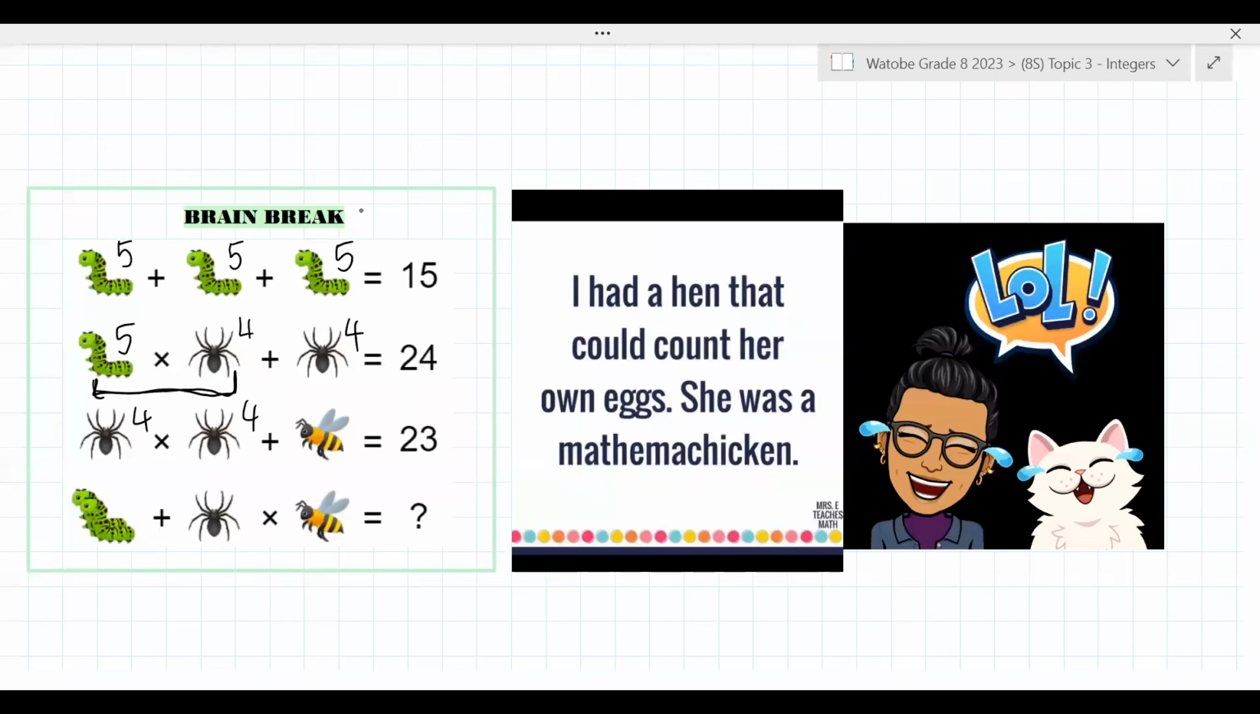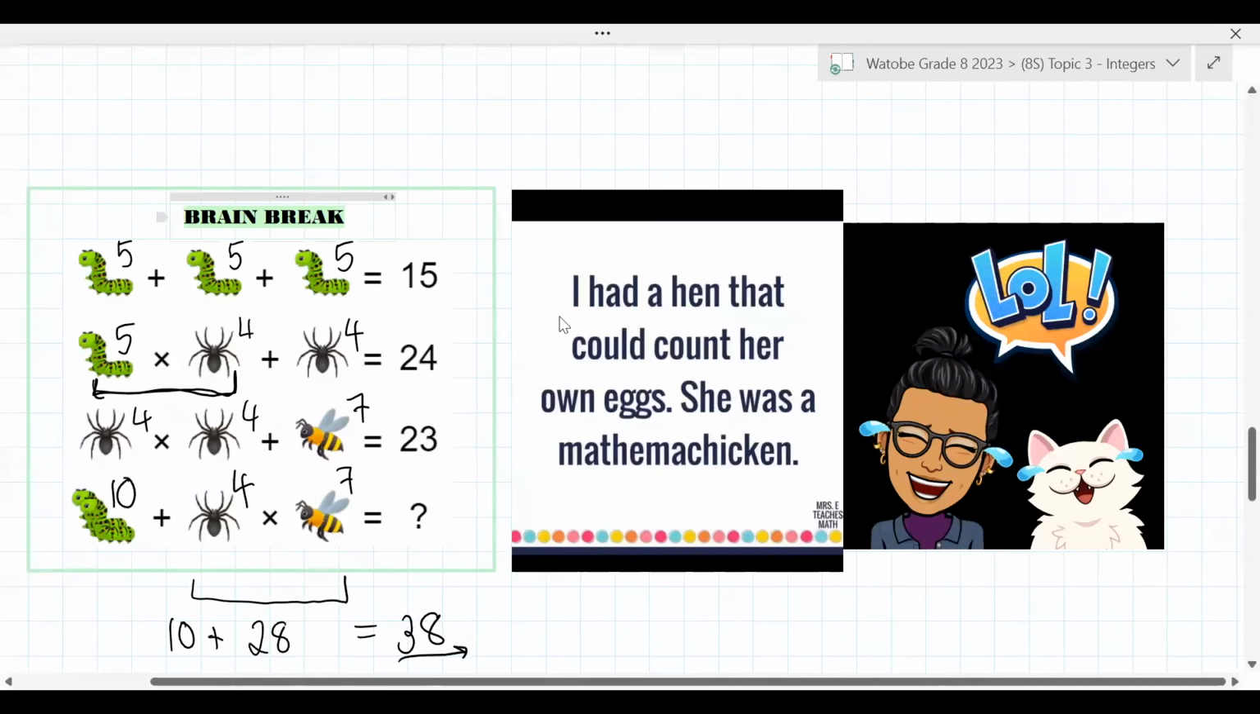4 times 4 is 16. And I knew 23 minus 16 equals 7. Perfect. So there were 2 caterpillars, so 10 plus 4 times 7, which equals 38. And which one do we do first, the times or the addition? The times. Good. 4 times 7 is 28. Perfect. So 4 times 7 first, then only do we add the 10, giving us our final answer of 38.